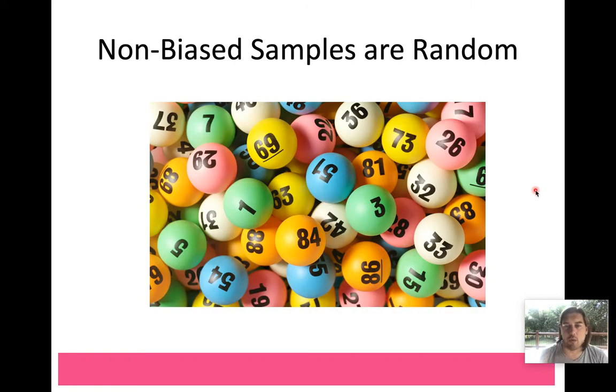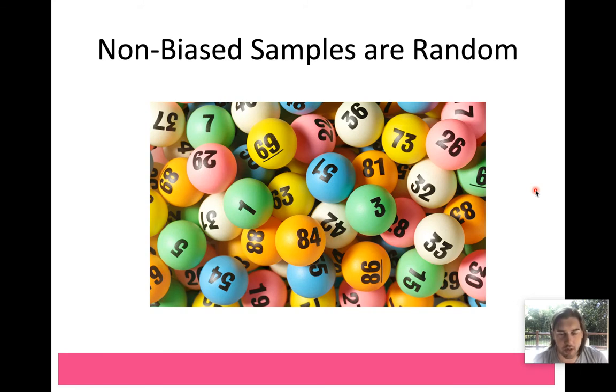So the key takeaway here is that what makes our non-biased samples good, what makes them non-biased, is the inclusion of some element of randomness. Randomness is the great equalizer. Even if you are forced to engage in a biased sampling method, you want to look for places where you can insert randomness if possible.